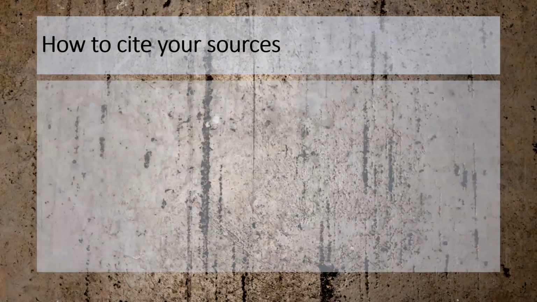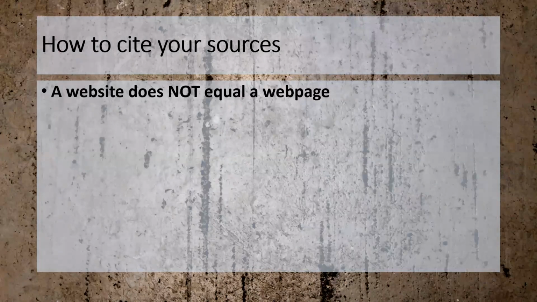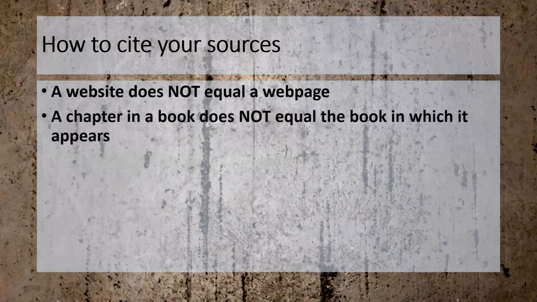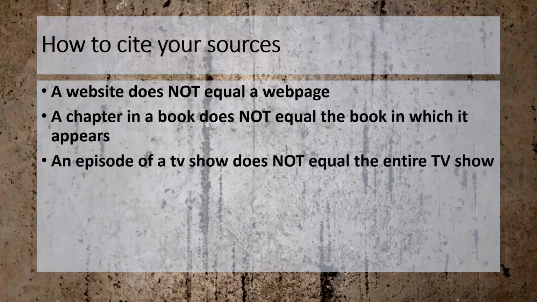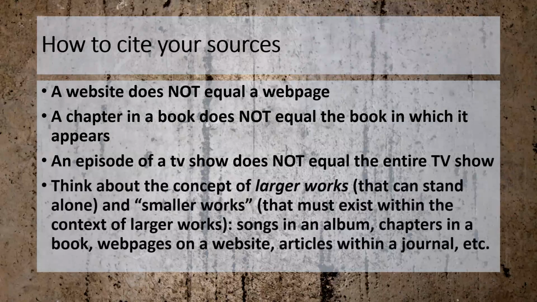A couple quick clarifications. A website does not equal a web page. A website is a whole collection of pages, while a web page is a single page on a larger site. It is kind of similar to a chapter in a book, right? A chapter in a book does not equal the book in which it appears. An episode of a TV show is not the same as the entire TV show. Overall, think about the concept of larger works, which can stand alone, versus smaller works that must exist within the context of larger works, right?